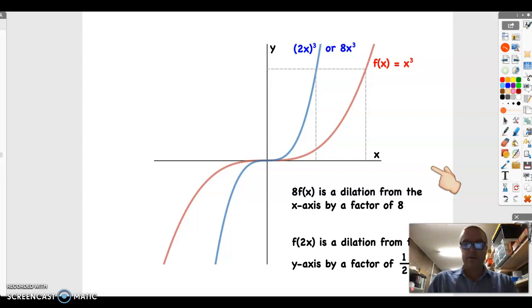On the one hand, we can see that it is being stretched away from the x-axis on both sides, so we could say that it's a dilation from the x-axis by a factor of 8. We can also look at it from the point of view of the y-axis. We can say that it's coming closer, or compressing if you like, towards the y-axis. The blue graph is half as far from the y-axis as the red graph, so the dilation is from the y-axis by a factor of a half. And it's the same curve.